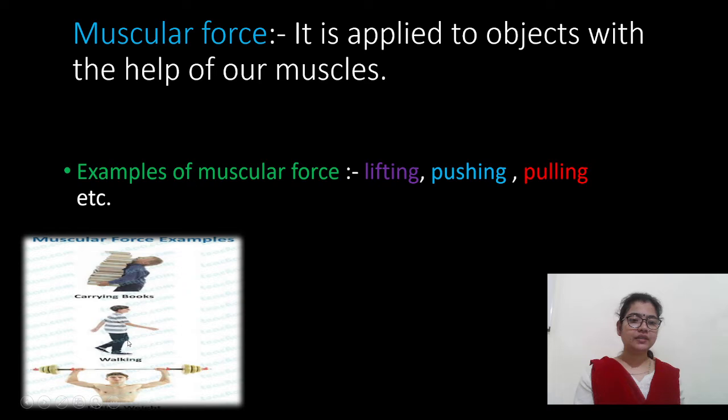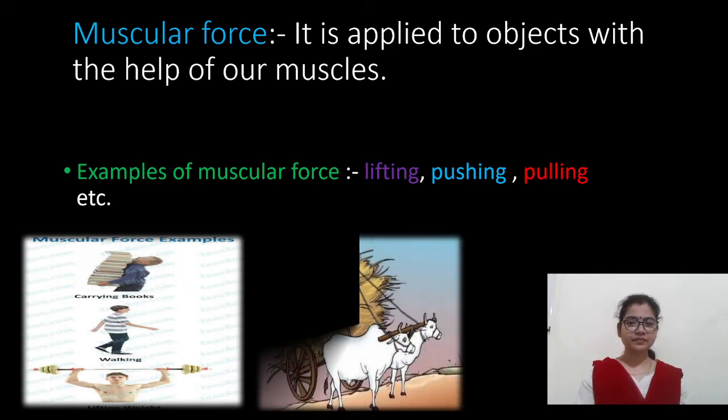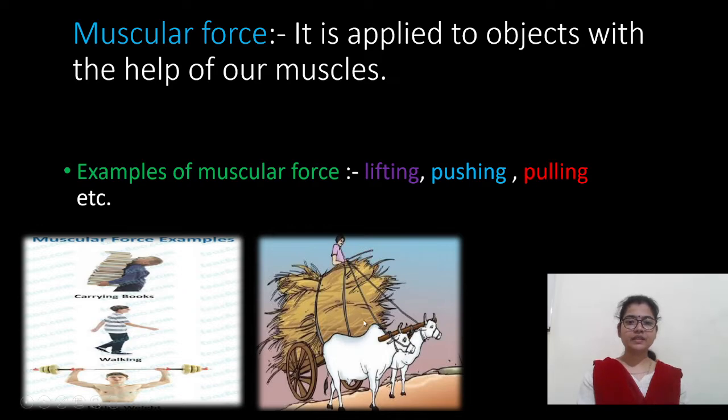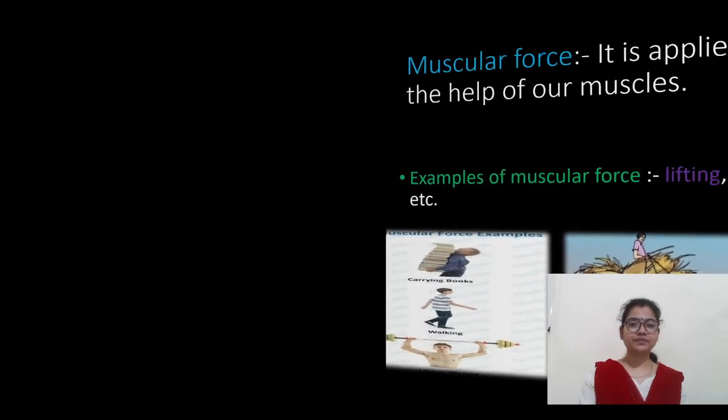And here you can see this boy is walking on the ground. Here also the contraction and relaxation of his muscles is taking place when he is walking. So he is also applying muscular force while walking. Here you can see these oxen are carrying loads. They are applying muscular force to carry these loads from one place to another.